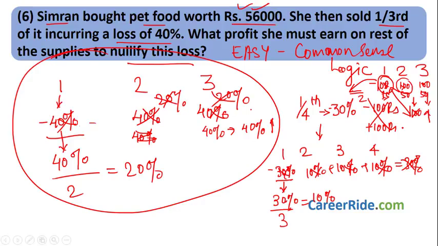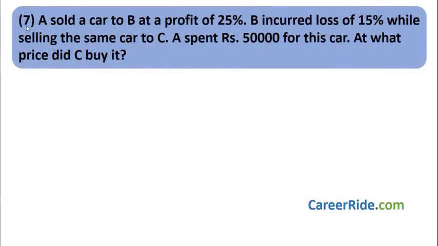Okay, moving to question number 7. A sold a car to B at a profit of 25%. B incurred a loss of 15% while selling the same car to C. A spent rupees 50,000 for this car. At what price did C buy it?